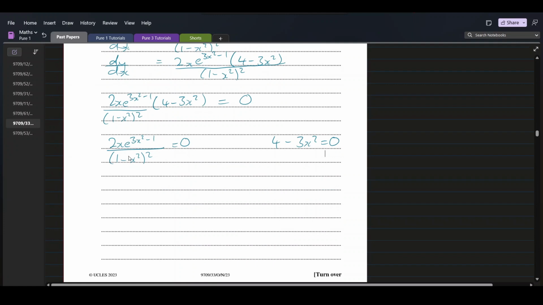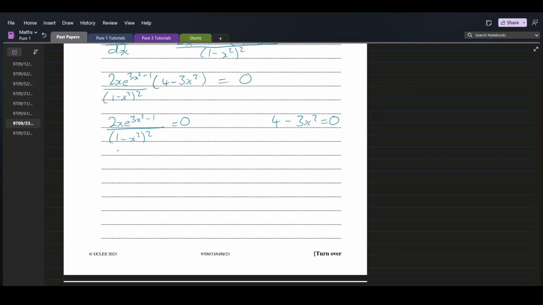Let's start by solving the first equation. So this will become 2x e^(3x² - 1) is equal to 0. And then you've got 2x is equal to 0 here, and you've got e^(3x² - 1) is equal to 0. What we've just done is we've basically put a bracket here, and we're saying each bracket is equal to 0. So in this case, x would be 0. And in that case, you have to take the natural log of both sides, and we know that ln 0 does not exist, so x is equal to no solutions.